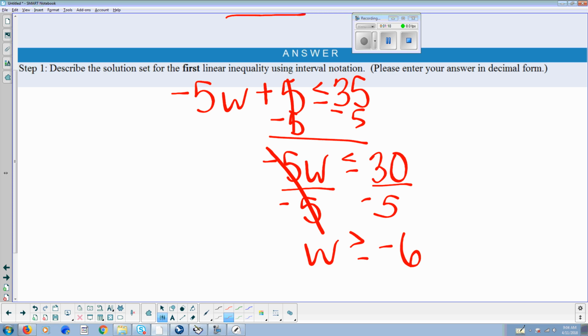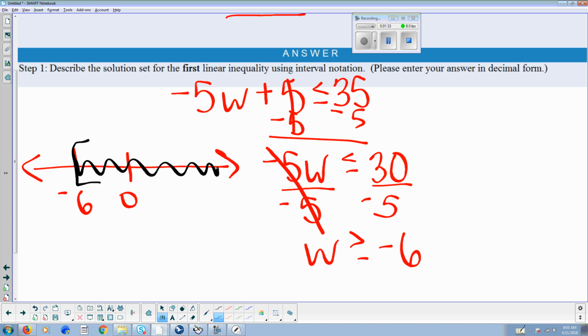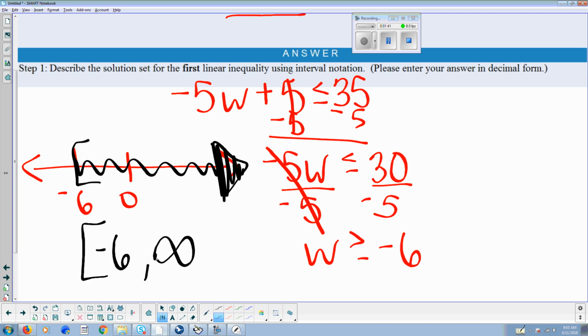If you're still struggling with interval notation, go to a number line. We understand number lines. There is 0. Here is negative 6. Greater than or equal to negative 6 means we can equal it, and we shade to the right. So in interval notation, this will be square bracket, negative 6 to positive infinity.